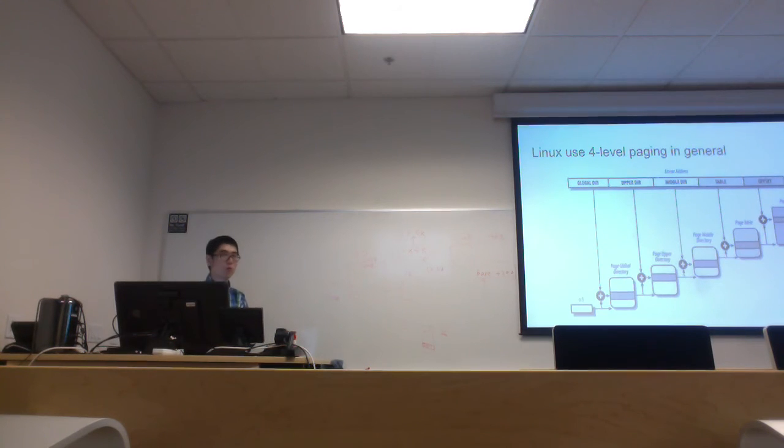Linux uses a 4-level page table in general. No matter whether you are running 32-bit Linux or 64-bit Linux, you always have 4-level page table entries. The first level is called the global directory. Next is the upper directory, then the middle directory, and page tables. And the last part is the offset, the address offset inside the page. So this is 4 levels. They're called PGD, page global directory, PUD, page upper directory, PMD, and PT.